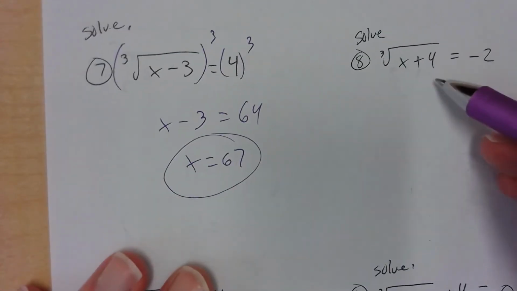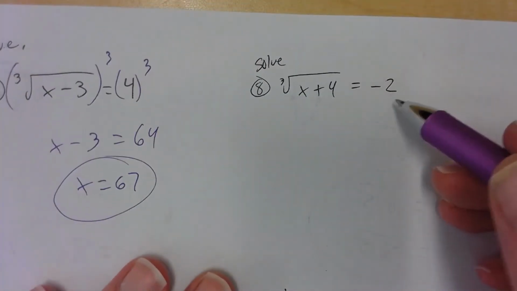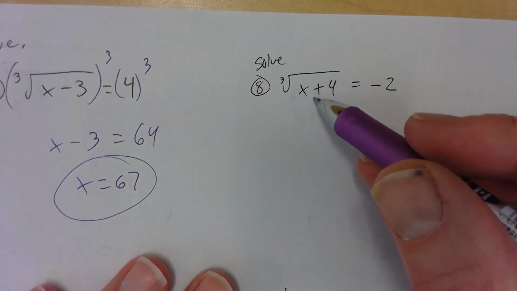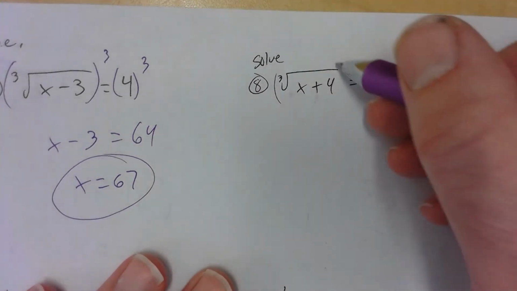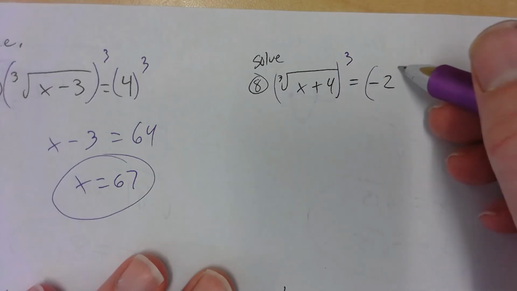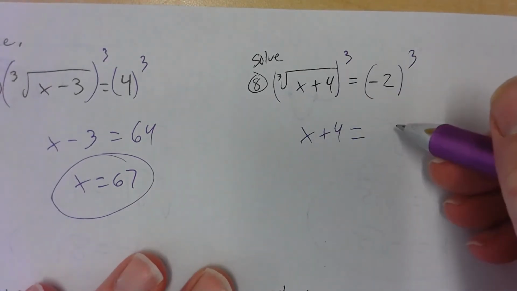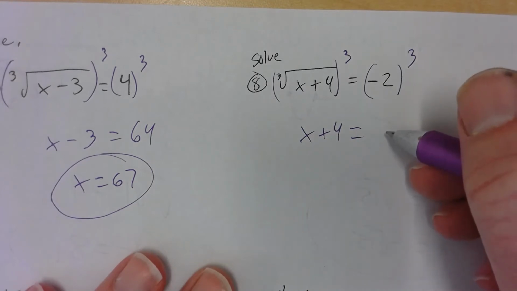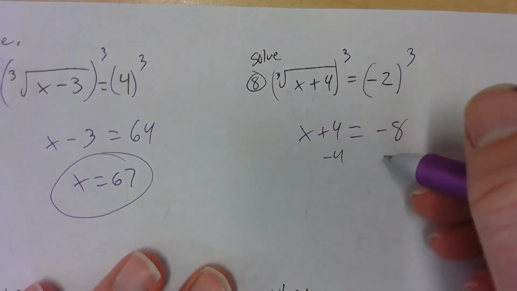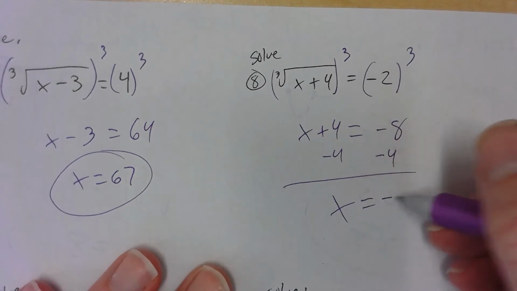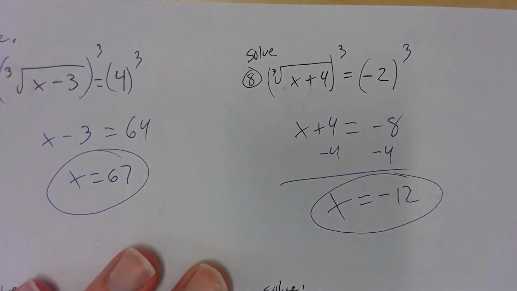And then you think, oh, I can't do this. But you can. The cube root of a negative number is negative, so I can get an answer for this one. So it'd be x plus 4 is equal to negative 2 times negative 2 times negative 2, which would be negative 8. Subtract the 4 over, and I get x is negative 12. So negative 12 is the answer to this one.